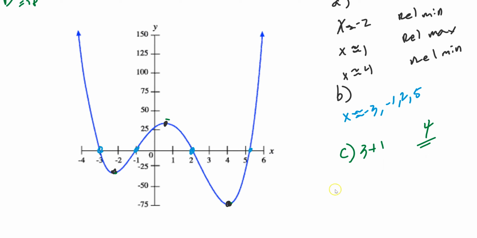Okay, let's do the domain first. Domain: farthest left, I see an arrow, negative infinity. Farthest right, arrow again, positive infinity.